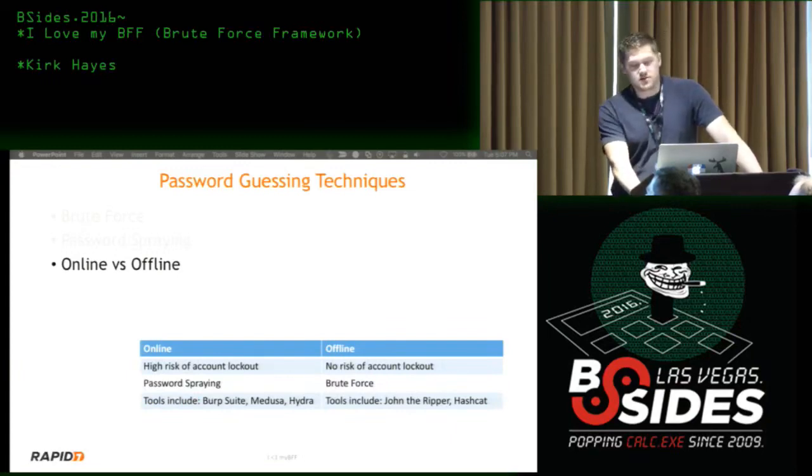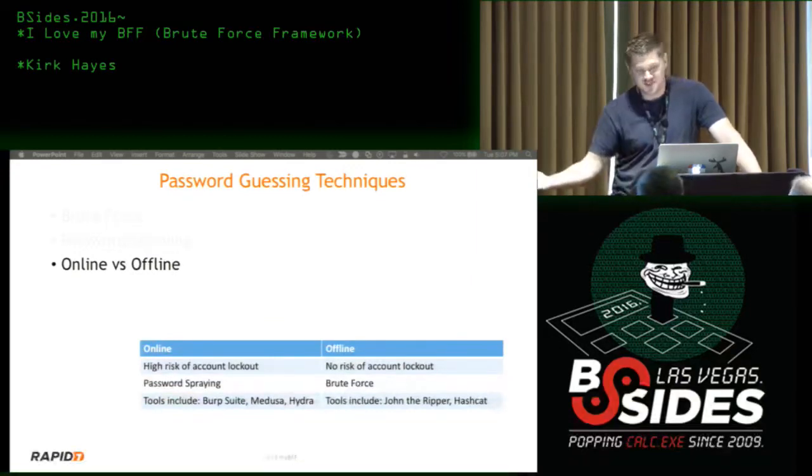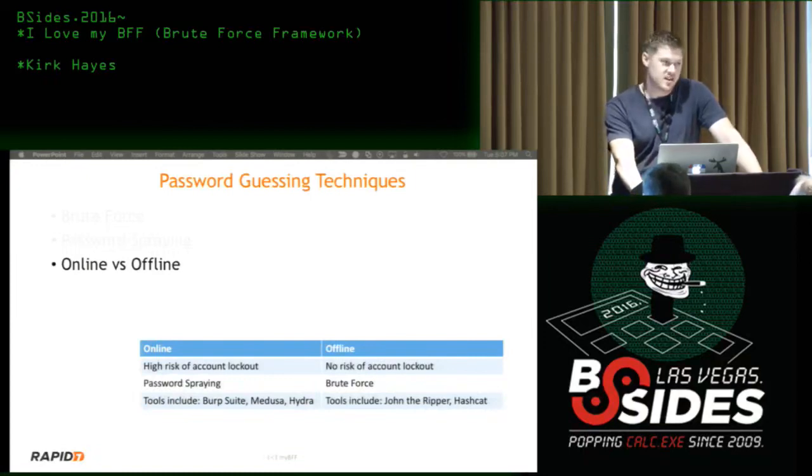Whereas offline, there's no risk of account lockout. But we need something for offline guessing. Anybody know what that is? Hashes, right? So how do we get hashes? There's numerous ways. But once we get that hash, we can use brute force, whether it's a dictionary attack or pure brute force, trying every single combination possible. And there are some tools that we have to try those things. Like I said, we're going to focus on web applications, and so that's online. So we'll focus on password spraying for the most part.